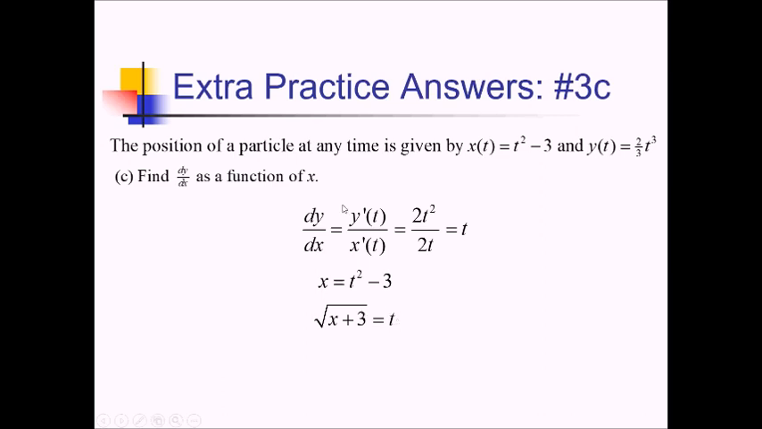Now, what does dy over dx equal? Well, dy over dx actually equals t. I mean, it could have equaled something else with a t in it, and then we would substitute this for t either way. But because dy over dx just equals t, that means it also equals the radical of x plus 3. So that ends up being our derivative in terms of x.